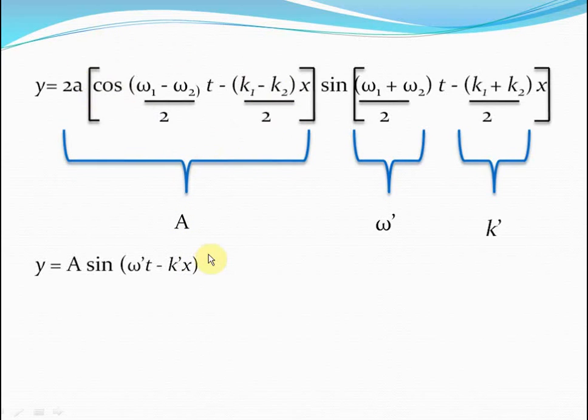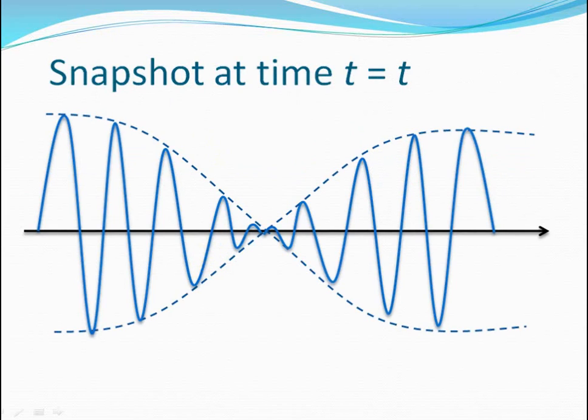Well, it can have a cosine function in it, because in this case the amplitude is a varying amplitude. If you took a snapshot of the wave that we just saw, the resultant wave that we just determined, this is what you would see. As you could see, this is simply the same as the wave a sine omega t minus kx.